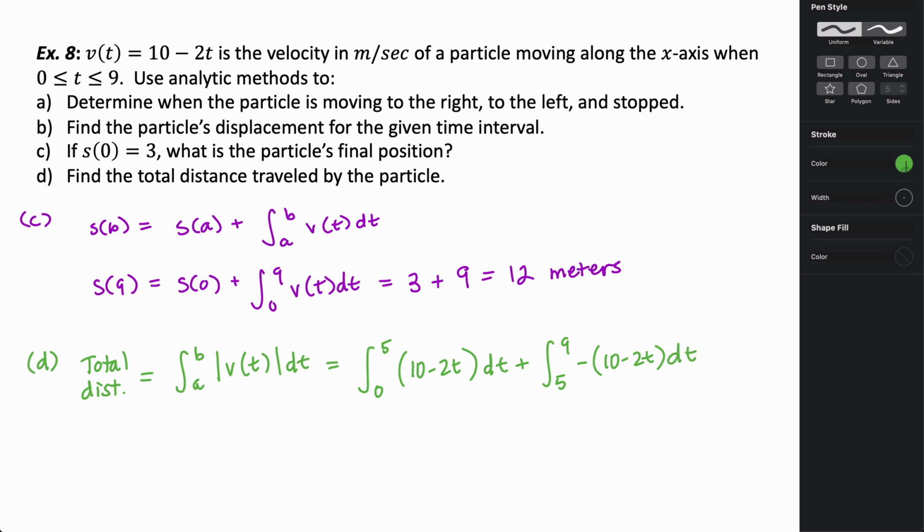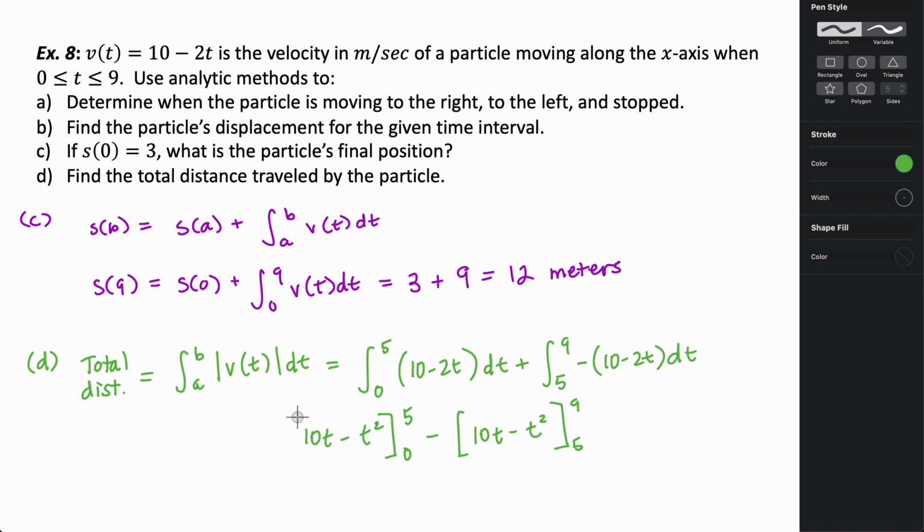Okay, so let's go ahead and do the antiderivative here. We can pull this negative out also. So this is going to be 10t minus t squared evaluated from 0 to 5. And if I pull the negative out, it's just going to be subtracting this, which is basically the same as this. So it's going to be 10t minus t squared evaluated from 5 to 9.